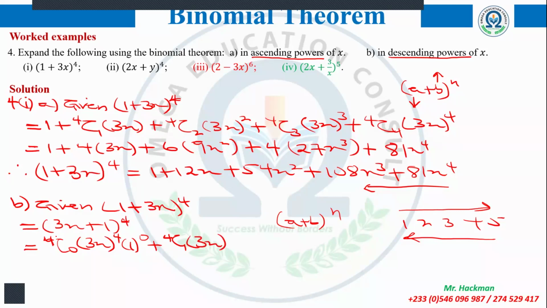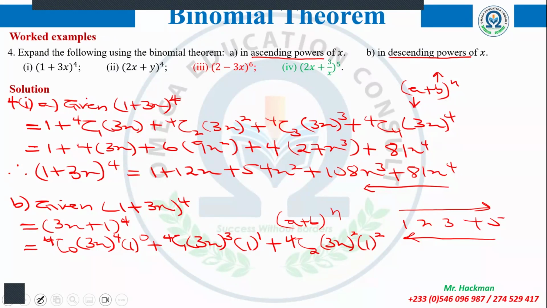You reduce the exponent by 1, starting from 4, so it will be 3. Then your 1, the exponent will increase by 1. Then plus, the next one will be 4 combination 2. Then your 3x, the exponent will reduce by 1, so squared. Then your 1, its exponent will increase by 1, so squared.